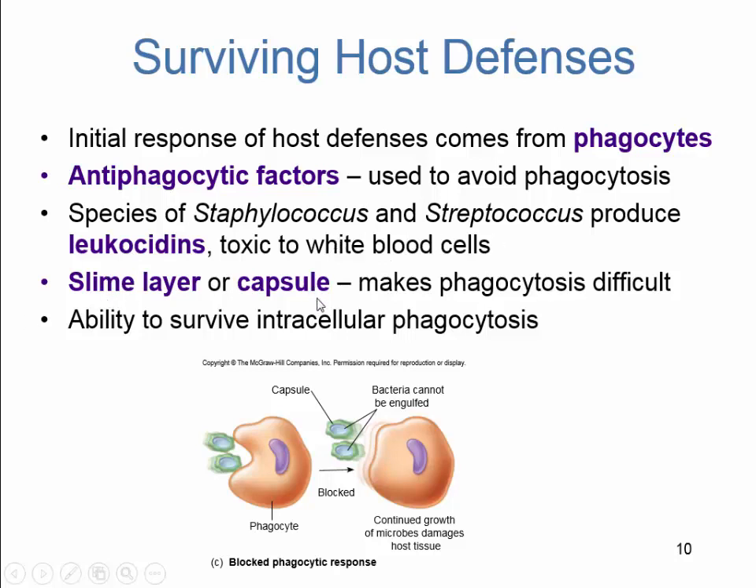The slime layer or capsule, which are components of the glycocalyx, make phagocytosis more difficult, and so the resistance to phagocytosis, or the ability to survive after phagocytosis, is a distinctive virulence factor that allows distinct microbes to survive. An excellent example of this that we'll discuss this semester will be Listeria monocytogenes.